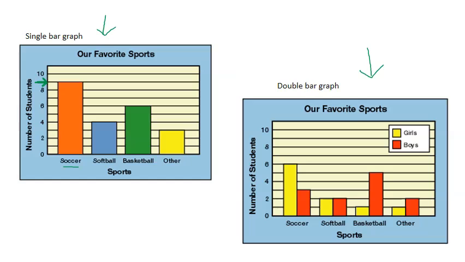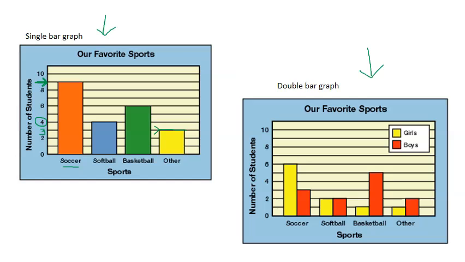So how many people said they liked softball, the blue one? If you said 4, you are right. How many people said other, the yellow one? If you said 3, you are right. So 3 is hiding right there. 3 people liked other. So it's easy to read a single bar graph.